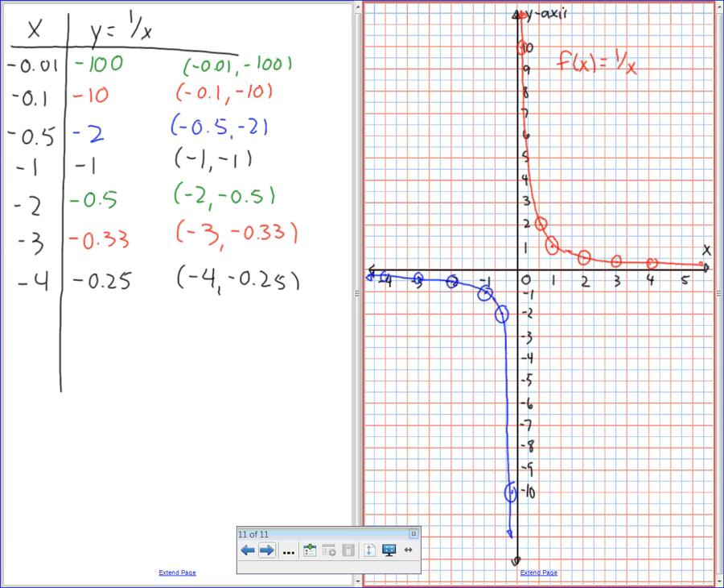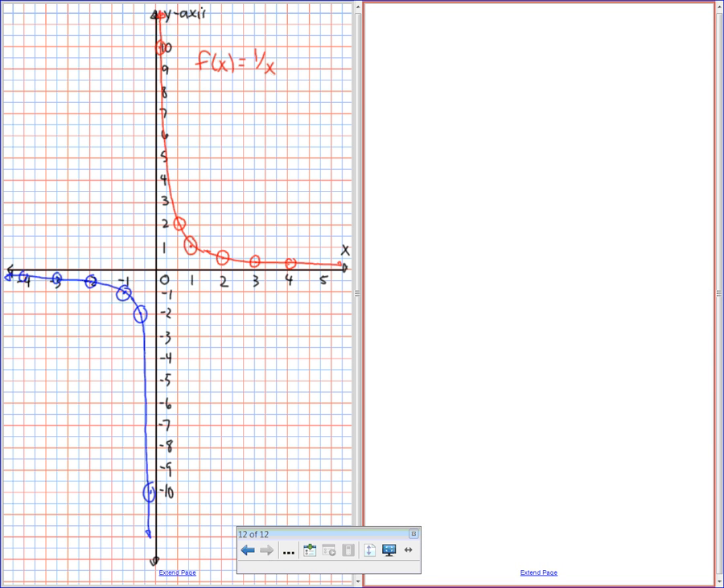What's my domain for this graph? Good. So my domain is going to be x cannot equal 0. What is the range for this graph, please? Someone else here, please. Y cannot equal 0, the same thing.